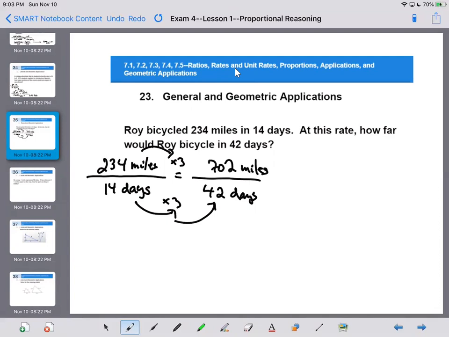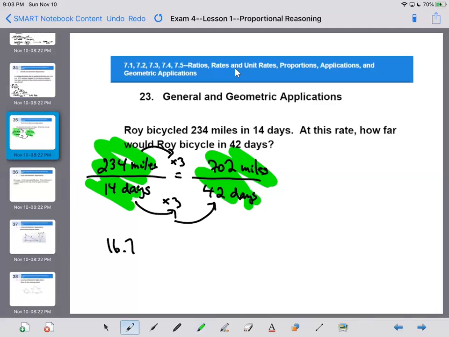So what you're seeing again is two equivalent fractions. And if you took 234 and divided it by 14, you'd get about 16 7/10 approximately. Well, 702 divided by 42 is approximately 16 7/10. Remember, the fractions ought to be equal and the decimals ought to be equal if it's proportional.